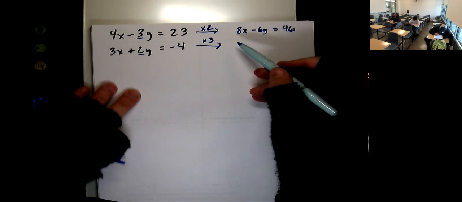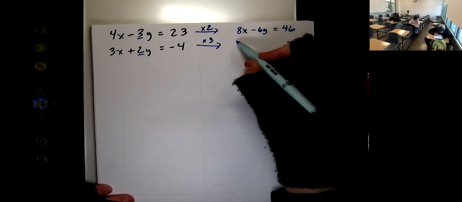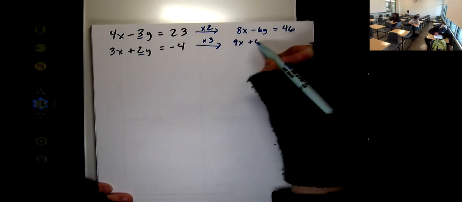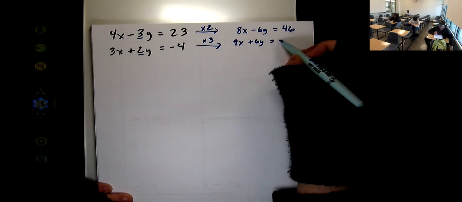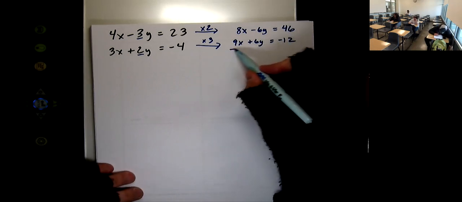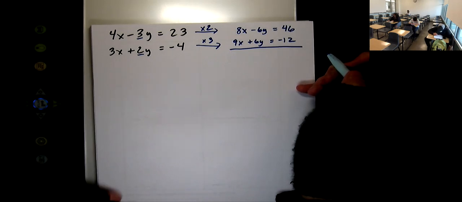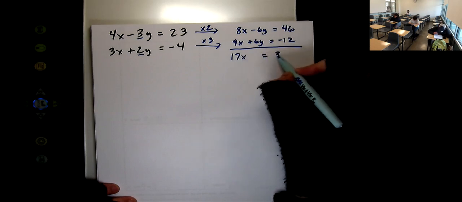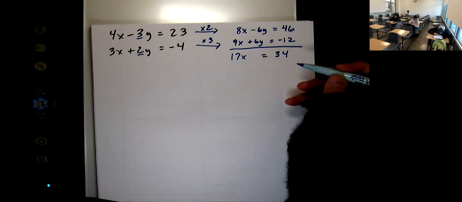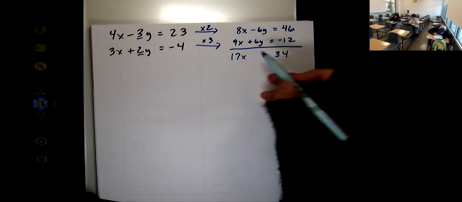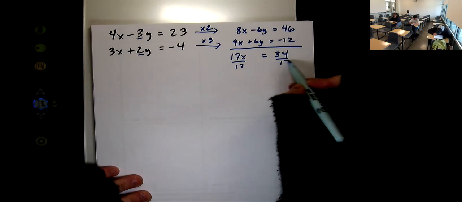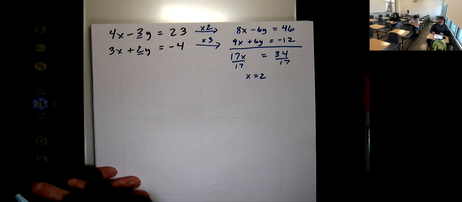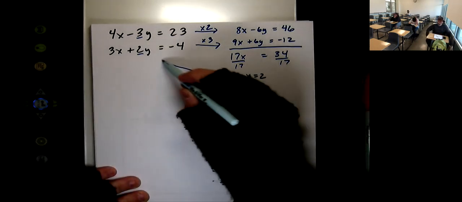If I do that here, I've got 3x times 3 is 9x. 2y times 3 is 6y. And negative 4 times 3 is negative 12. Hopefully you got those. We add these together, we get 17x equals 34. Divide both of them by 17, we get x equals 2.